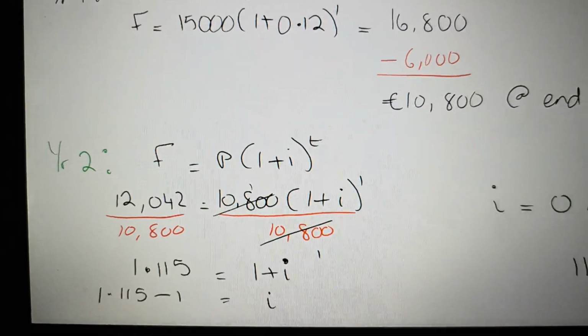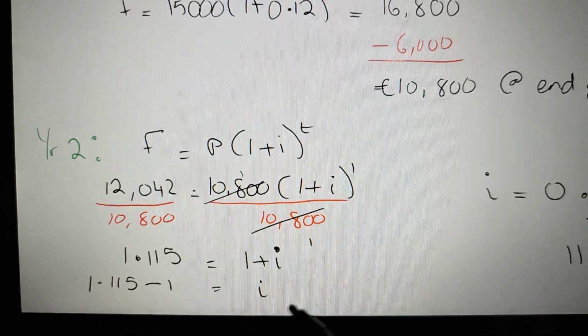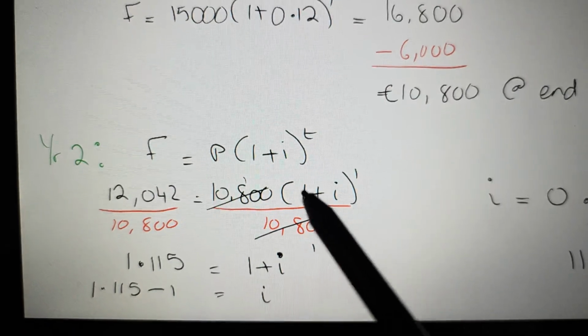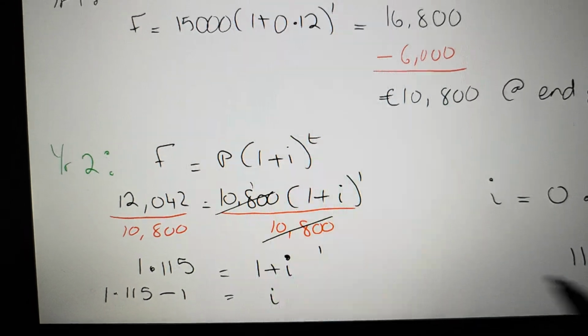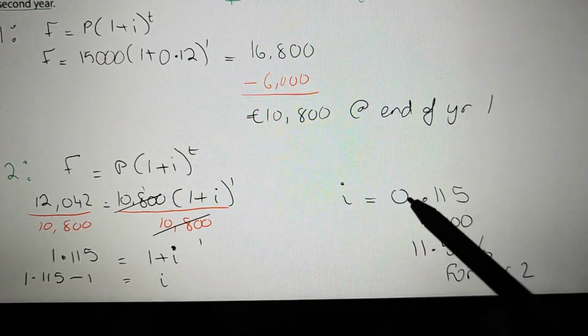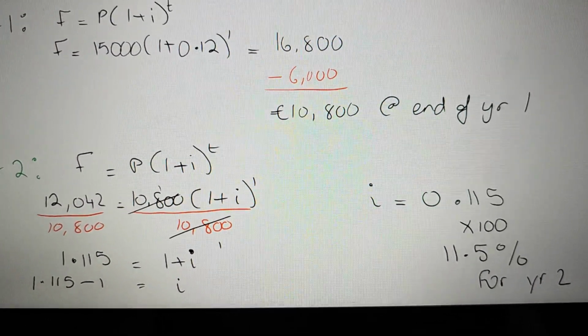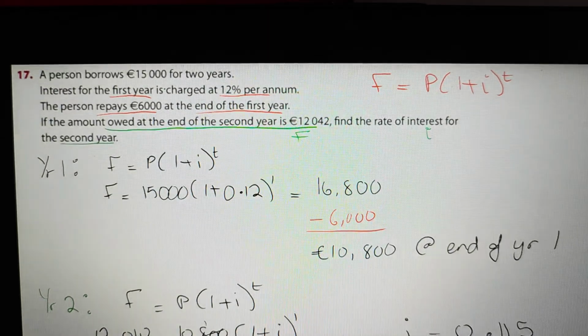12,042 divided by 10,800 will give you 1.115. And that is now equal to the bracket, which was 1 plus I. Bring over the 1 and subtract it, and you will get I on its own. I then equals 0.115. Now remember, they asked for a rate of interest.